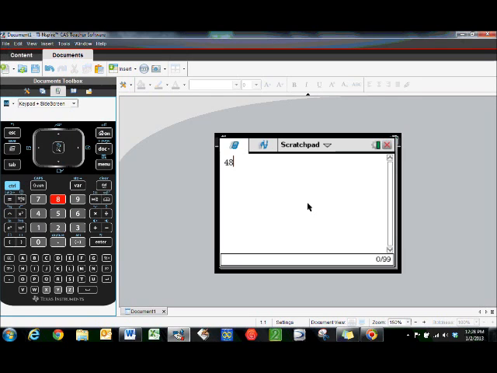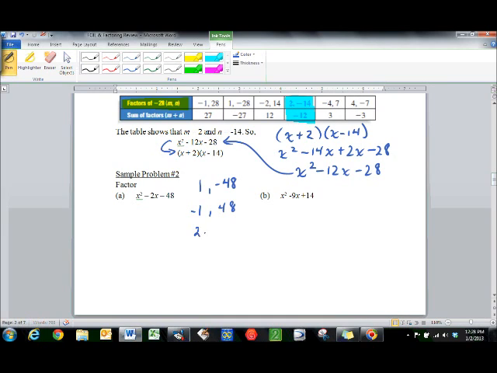So 48 divided by 1 is 48. I've got those two numbers, so then I can move to 2. So I could say divided by 2, and of course I'm going to use a decimal, and that gives me 24. So that would give me the next set of terms. I would know that 2 and negative 24 would also give me a negative 48. But again, when I add those two together, it gets me nowhere close to negative 2.